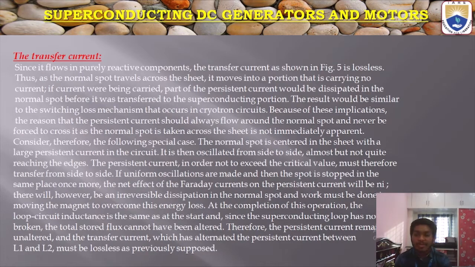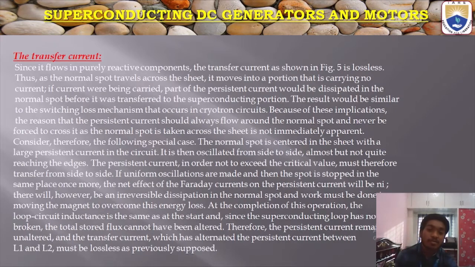The reason that the persistent current should always flow around the normal spot, otherwise it will be turned to zero, and should never be forced to cross it as the normal spot is taken across the sheet, is not immediately apparent.